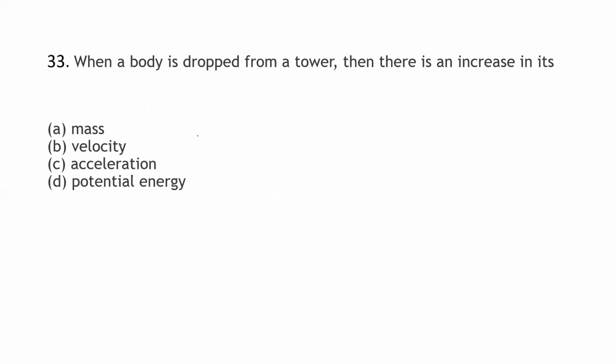Okay. Next question. When a body is dropped from a tower, then there is an increase in its mass, velocity, acceleration, or potential energy. So which is the correct option here? Mass does not change. When it is dropped from rest, the potential energy is converted to kinetic energy. The velocity of the body will change when it is dropped from a tower, it will increase. So option B is the correct option.